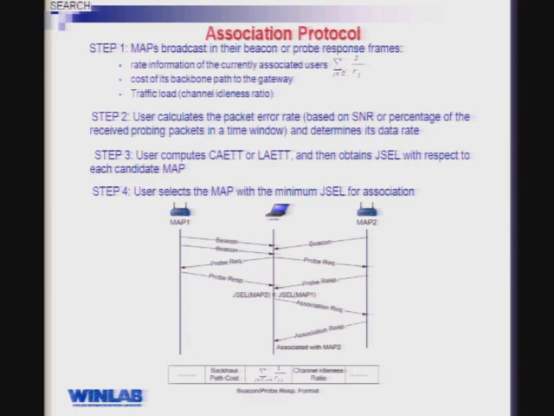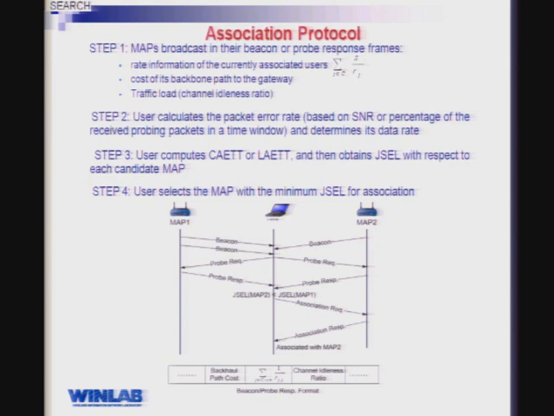For our association mechanism, we first enhance the beacon and probe response frames to incorporate the rate information of the current associated users and the cost of the path to the gateway. And also in these two kinds of frames, we incorporate the traffic load. And then the user calculates the packet error rate, either based on SNR or the percentage of received probing packets in a time window, and it determines its data rate. Then users can calculate the CETT or LETT based on its own measurements and received information from beacon and probe response frames, and then obtain the GSEL with respect to each candidate AP. Finally, the user selects an AP with a minimum GSEL for association.